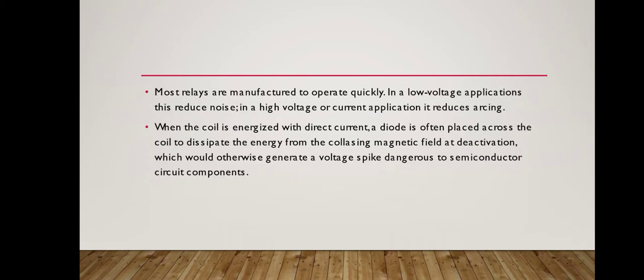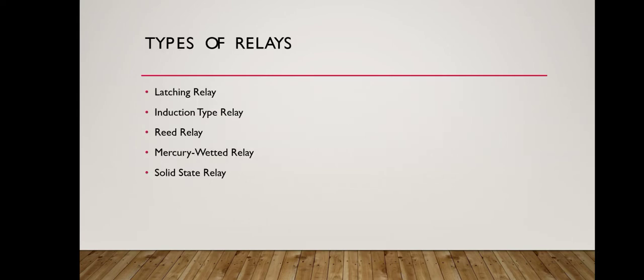Most relays are manufactured to operate quickly. In a low voltage application, this reduces noise. In a high voltage or current application, it reduces arcing. When the coil is energized with direct current, a diode is often placed across the coil to dissipate the energy from the collapsing magnetic field at deactivation, which would otherwise generate a voltage spike dangerous to circuit components.